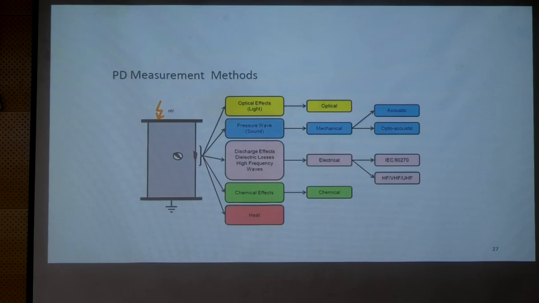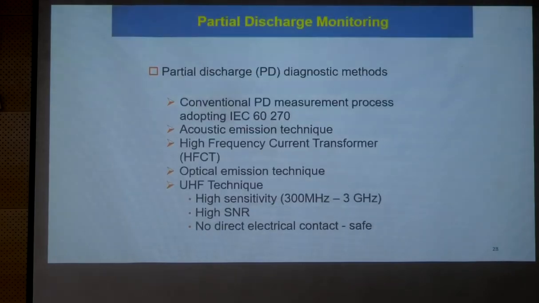There are also chemical effects: these discharges may cause deterioration and changes in the polymer chain of the insulation, and also thermal effects. In that way, we can design different types of identification and detection techniques.